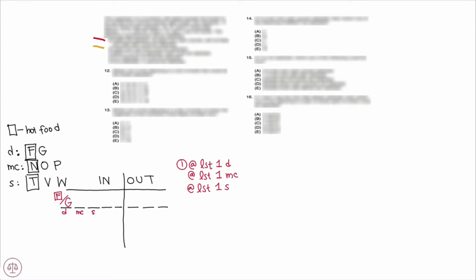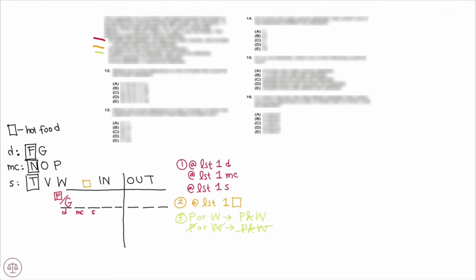Alright, rule number 2: at least 1 hot food must be selected. So we know at least 1 square, and we can place a square up here just to remind us. Rule number 3: if either P or W is selected, both must be selected. So if P or W, then P and W. Contrapositive: if not P or not W, then not P and not W.